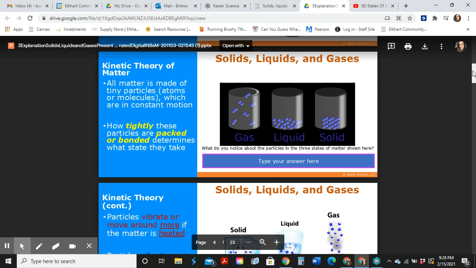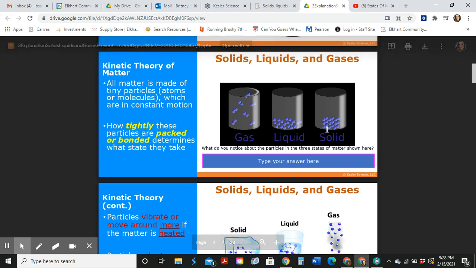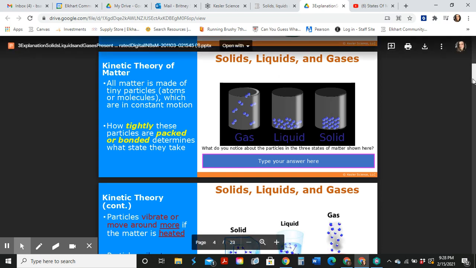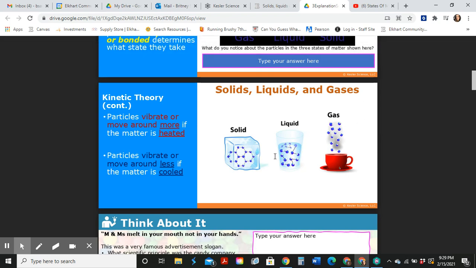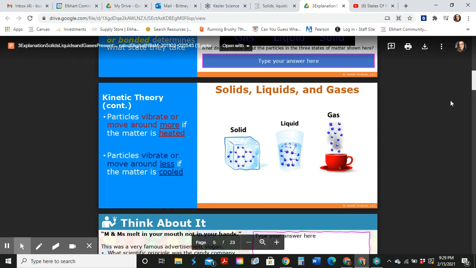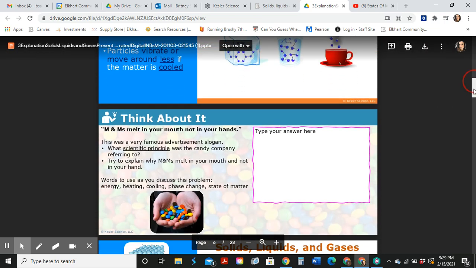What do you notice about the particles in the three states that are shown here? In your gas, your liquid, and then your solid. What's the differences between each one? Kinetic theory continued. Particles vibrate or move around more if the matter is heated. Particles vibrate or move around less if matter is cooled. So, for example, you have solid, liquid, and then a gas. And as you can see, the particles tend to separate as you go through each stage.